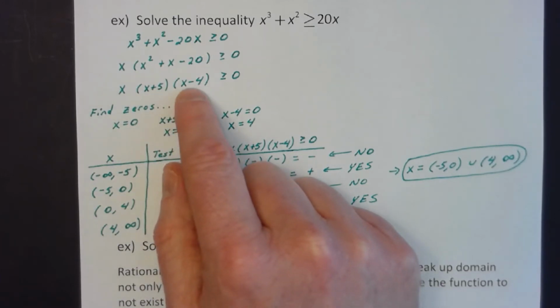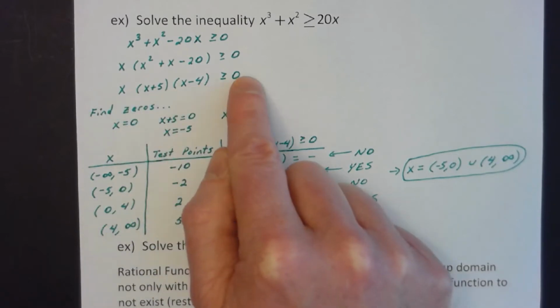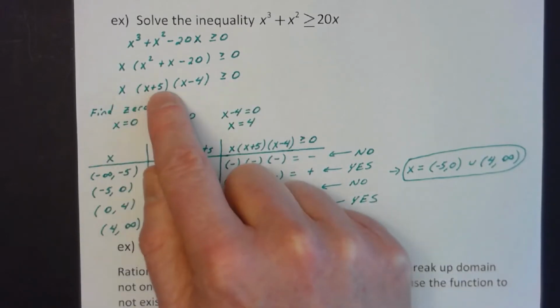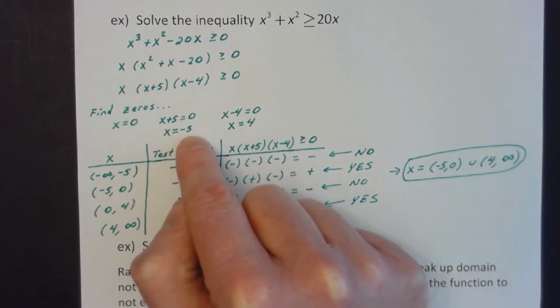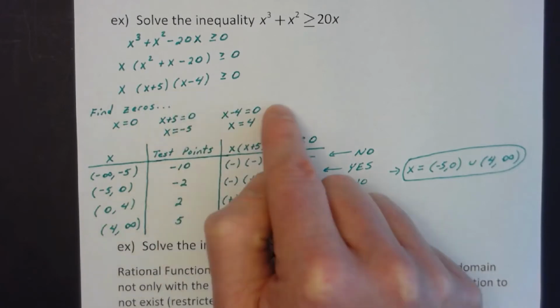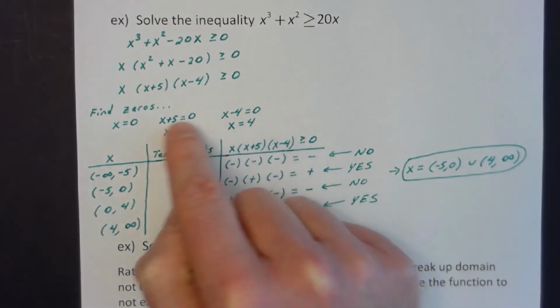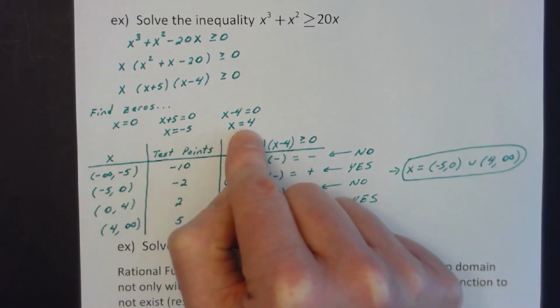Now, finding your zeros, you just set each factor equal to 0. So I would get x equals 0, x plus 5 equals 0, which gives you x equals negative 5, and x minus 4 is equal to 0, which gives you x equals 4. Now, from those zeros, also known as boundary points, we set up our solution region.